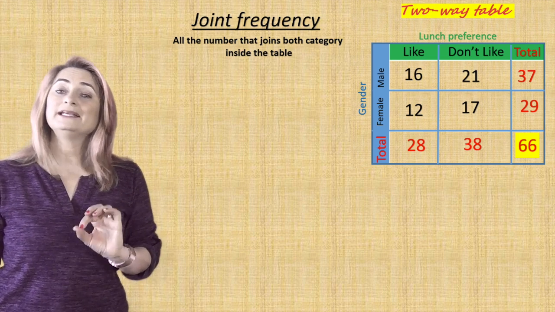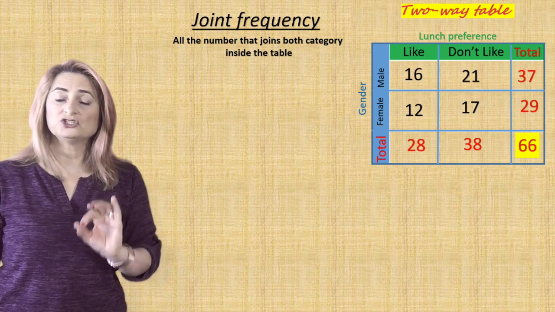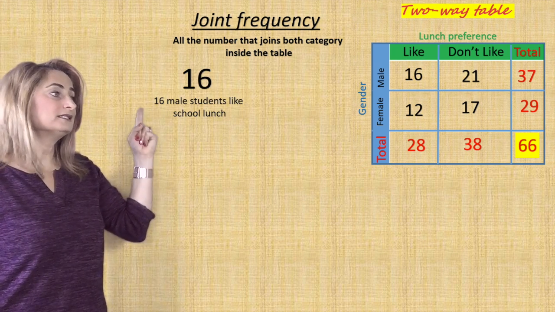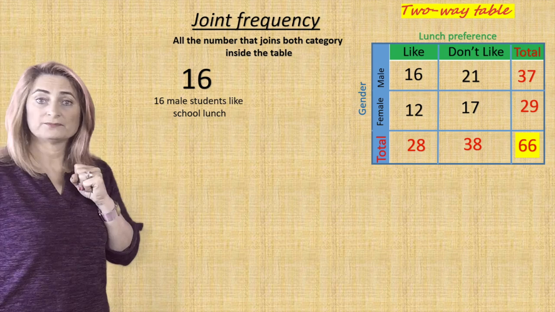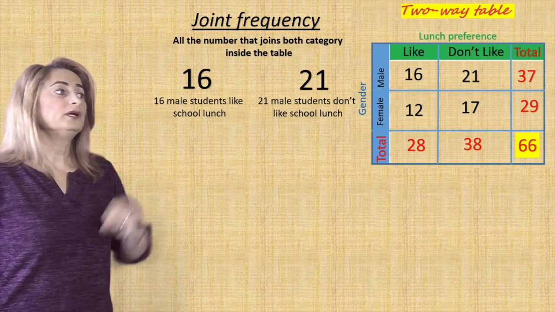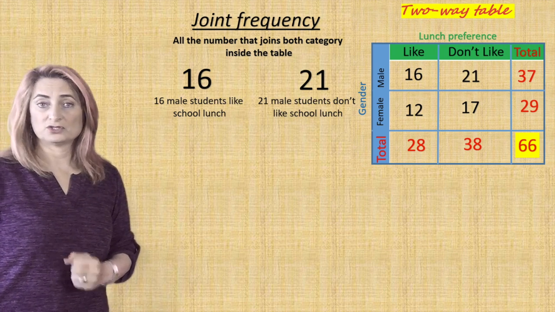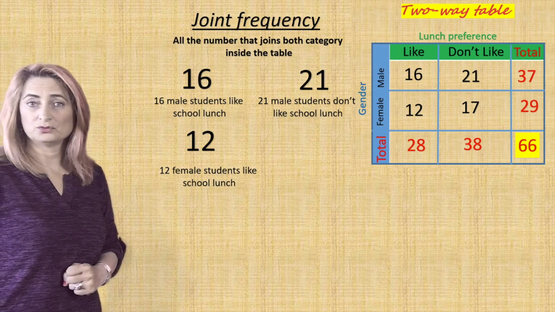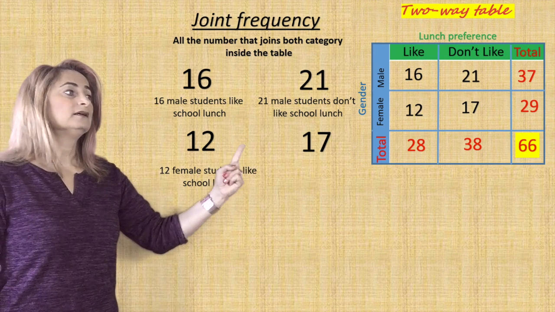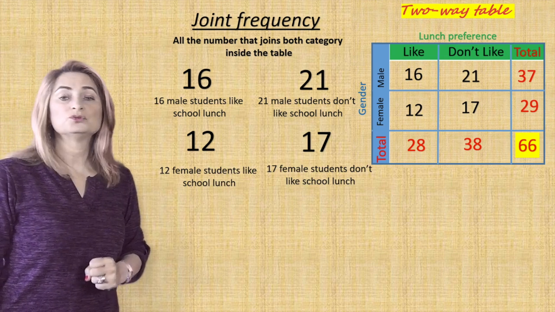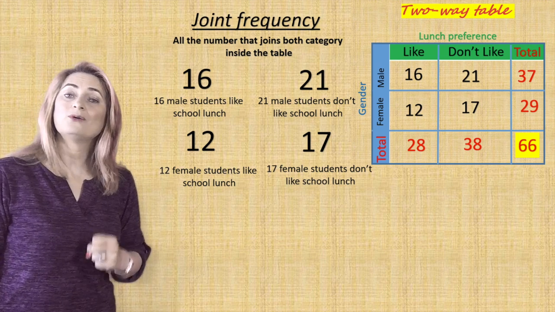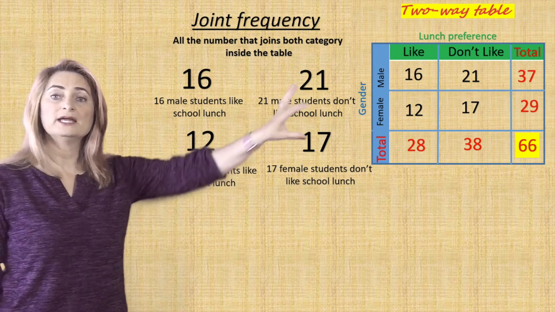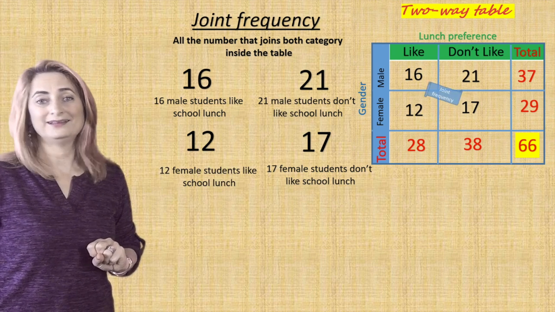Let's see and explain or interpret each joint frequency. The joint frequency 16 represents the 16 male students who like school lunch. And 21 is the 21 male students who do not like school lunch. 12 is the 12 female students who like school lunch. And 17 is the 17 female students who do not like school lunch. Watch how I used both categories to explain each joint frequency, the numbers written in black in the table.